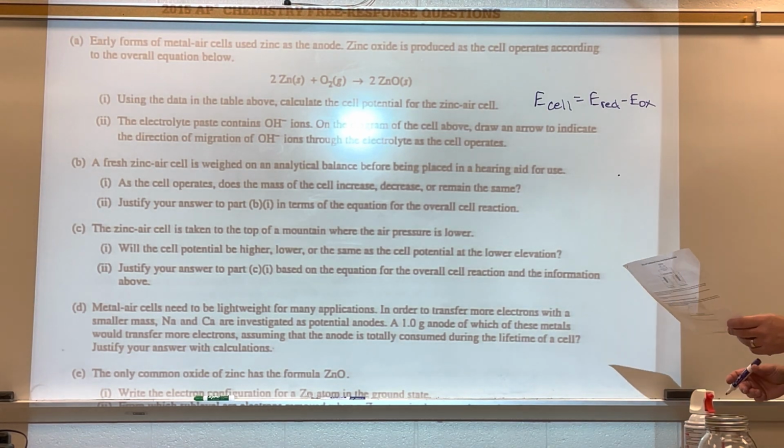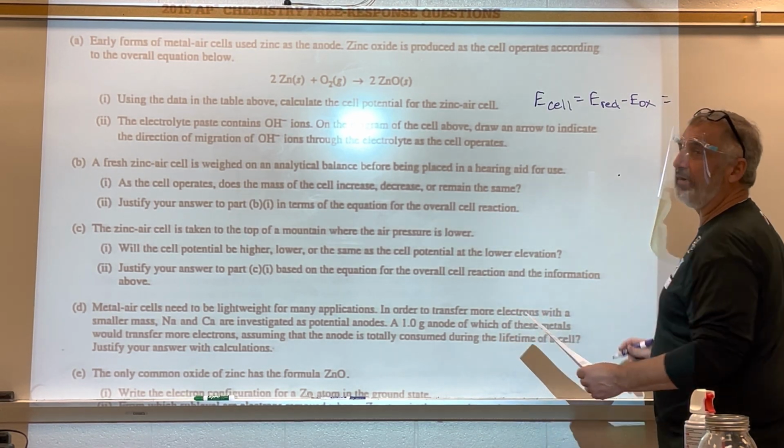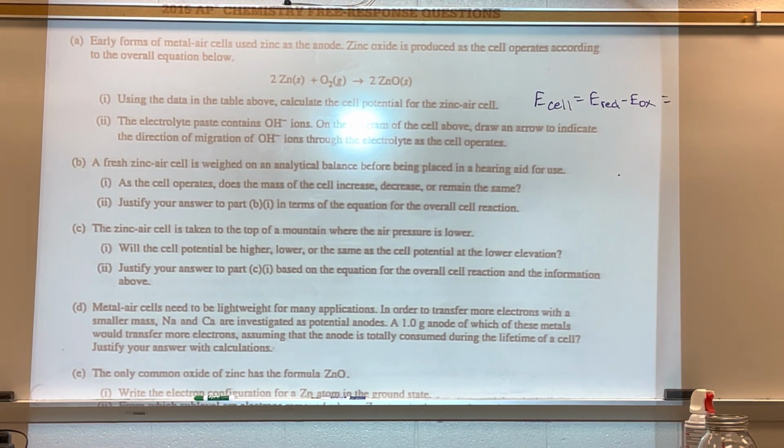We have all of this in here, but they give you sodium oxide and calcium oxide. Do we need to worry about any of those? So what do I use? What minus what? 0.34 minus -0.35.